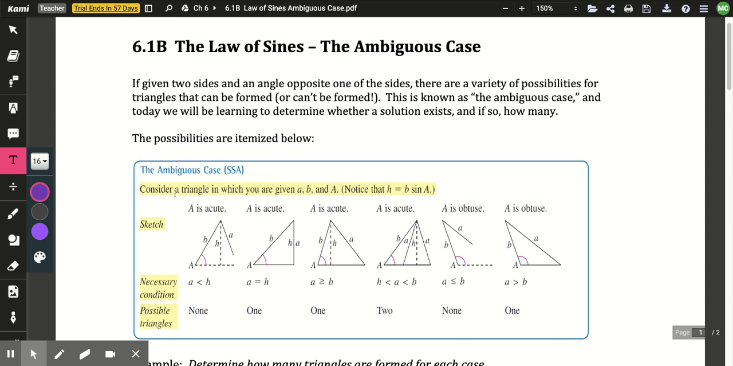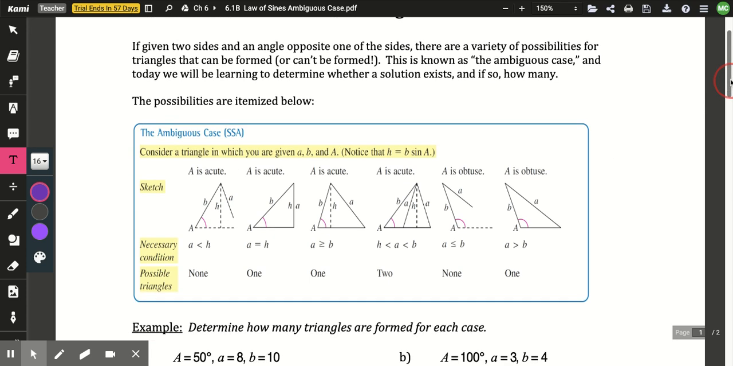Now, there are possibilities with this where the information that they give you either makes exactly one triangle, or it might make two triangles, or it may make no triangles at all, which is why they call it ambiguous. The information that's given doesn't necessarily make a unique triangle. So these are all of our conditions here, all of our possibilities. I'm going to see if I can illuminate to you why this is.